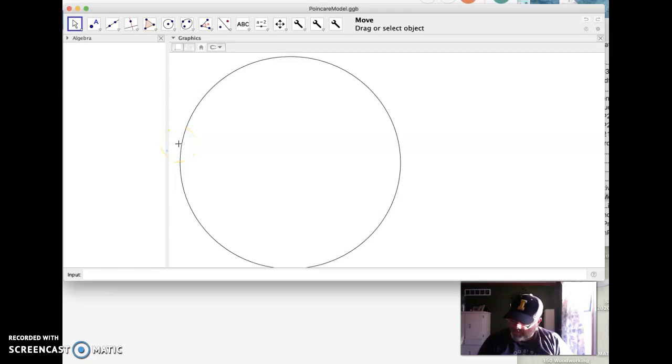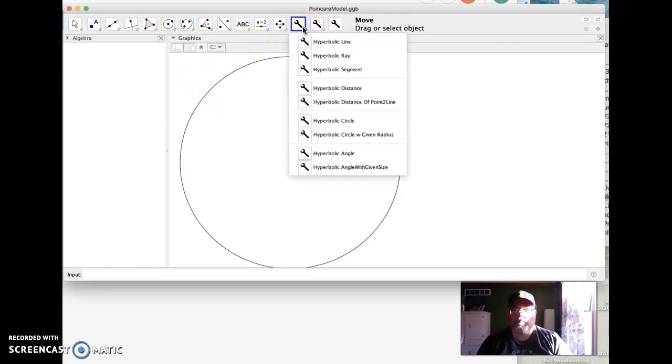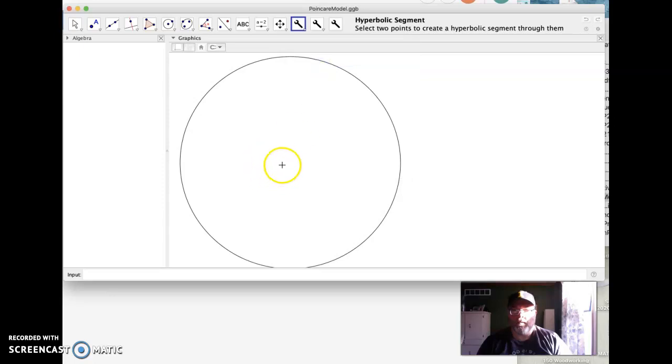Okay, this is number 10, and I'm going to make a Saccheri quadrilateral. Basically, what we're looking for is a quadrilateral where two of the base angles are right angles, and then we're going to see what happens to the other angles. So let's see if I can do this. Start off with my segment. I'm going to make a segment, maybe right there.